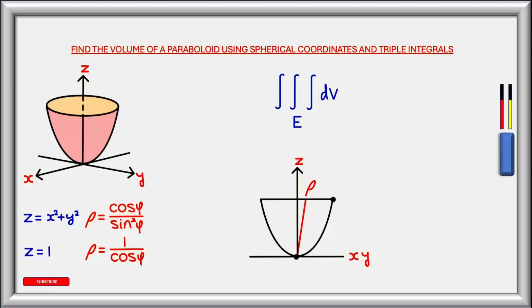To help us understand the region, this diagram is a view along the z-axis from the xy plane. In spherical coordinates, rho is the radial distance from the origin to a point in space and represents the length of the line connecting the origin to the point. So rho is always greater than or equal to 0. In our example, rho starts at the origin where it's equal to 0 and its endpoint is first governed by the upper plane, which forms the top part of the paraboloid.